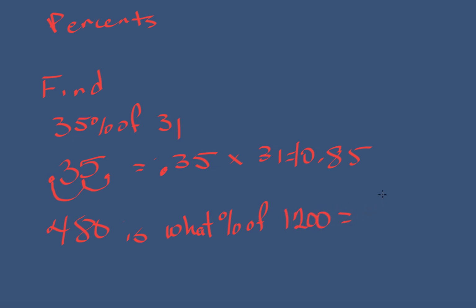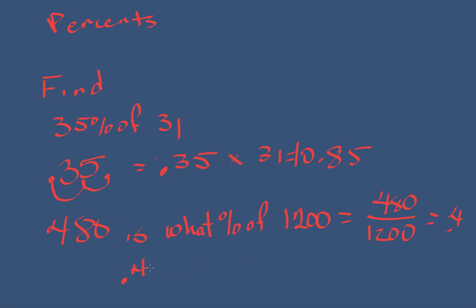And so all we're going to do is put 480 over 1200 and do that division. So we put into our calculator 480 divided by 1200, and we hit the enter button. And what we should get out is a decimal. And we do. We get 0.4, and let's rewrite it over here.